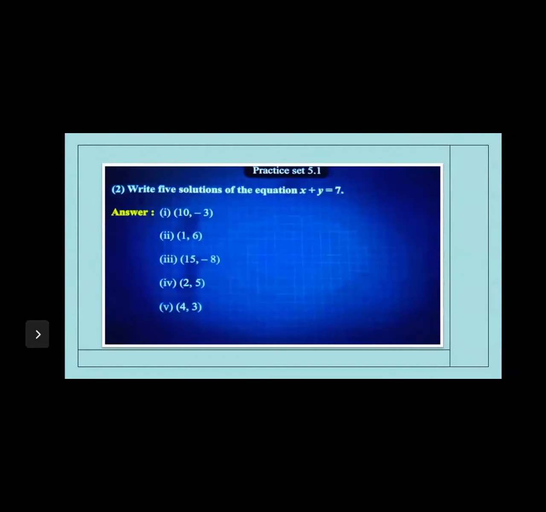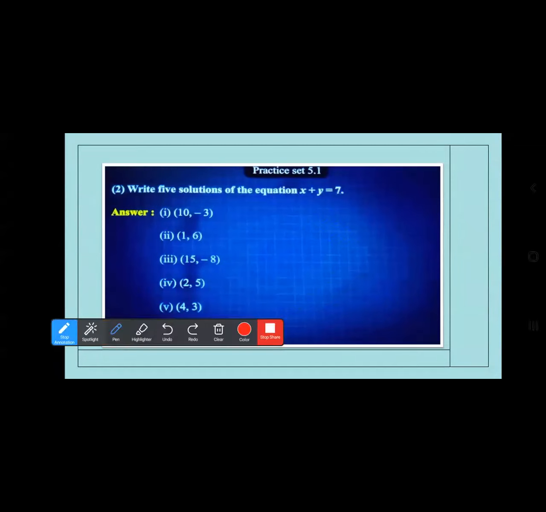Now next, write five solutions of the equation. Just now we have seen this. x plus y equals 7. That means you have to write any five solutions for the variables x and y such that the sum is 7. So 10 plus minus 3. See here, I am doing the substitution. 10 is the value for x and minus 3 is the value for y. So 10 plus minus 3 equals 7, 10 minus 3 equals 7. So any five solutions you have to write.